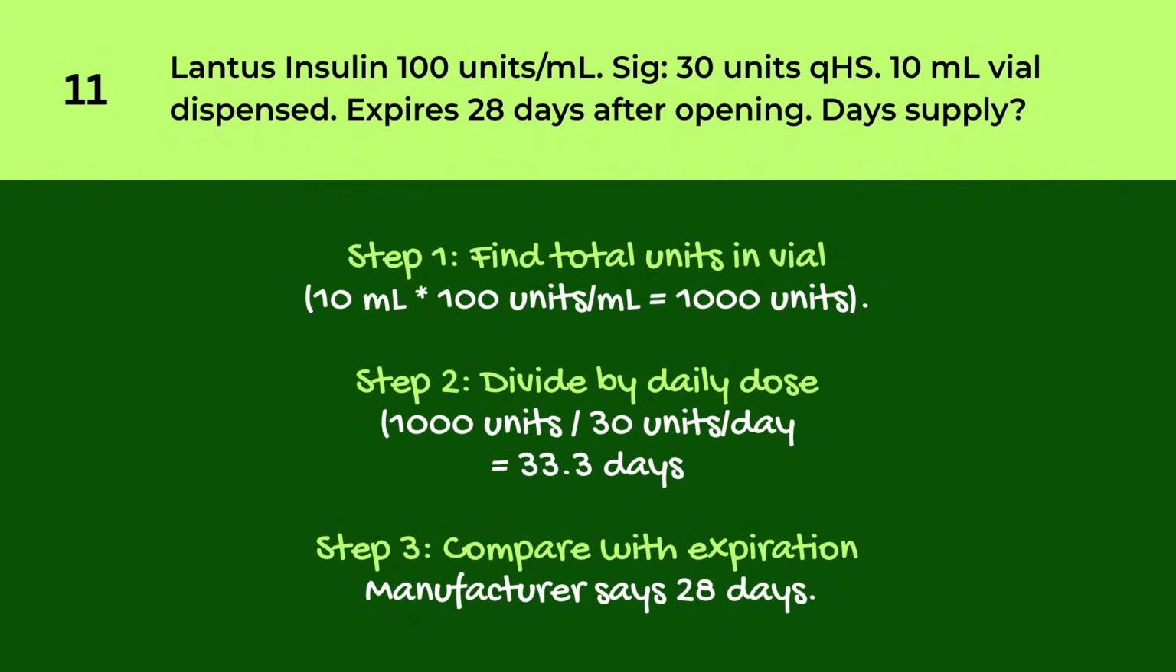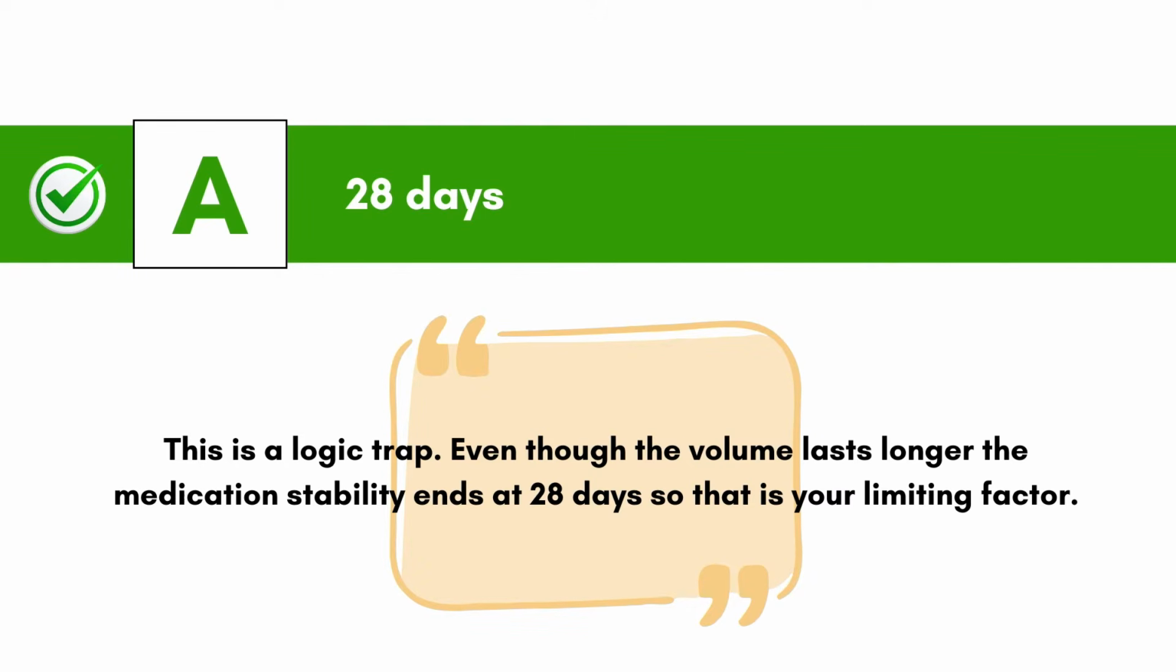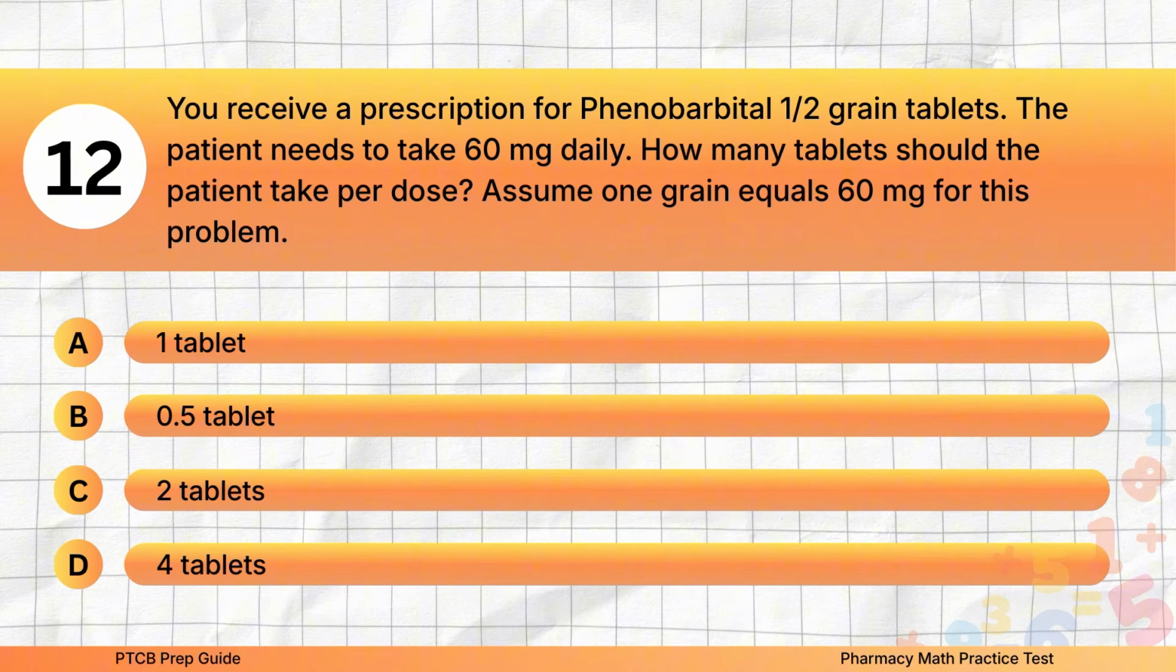Lock in your final choice. Spot on. Option A is correct. This is a logic trap. Even though the volume lasts longer, the medication stability ends at 28 days, so that is your limiting factor. Let's tackle a conversion problem involving grains.